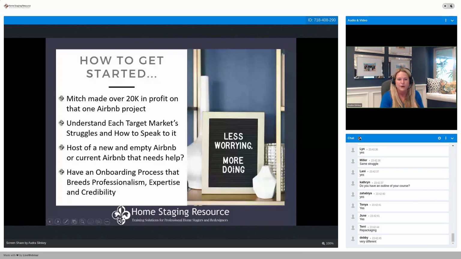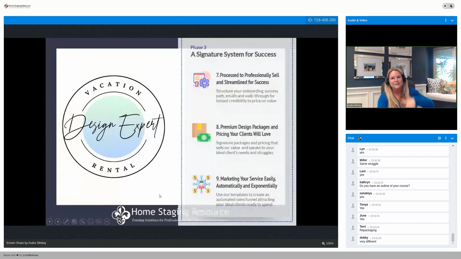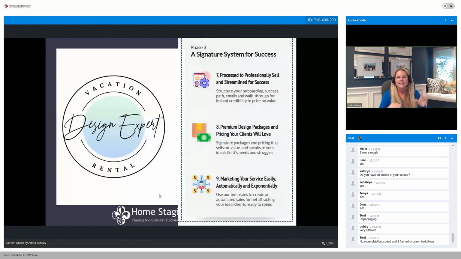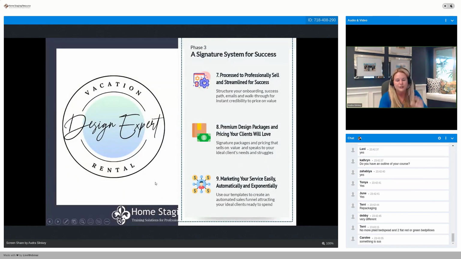It really hits home. And this brings me to my last phase of the training, where I've developed a signature system for success. And this is an area, after multiple interviews, I'm really excited about, because it starts with that systemized, streamlined process that makes you look like a rock star, from your onboarding phone call to your contact form to your sheet to your materials, and then it's packages that your clients will love that speak to their struggle so they know exactly what package will fit them, to marketing this service so that your business grows exponentially.